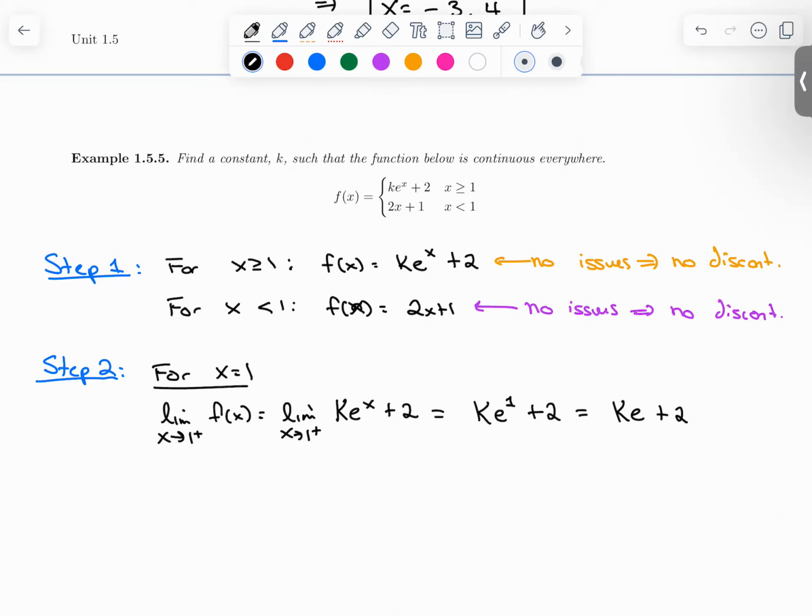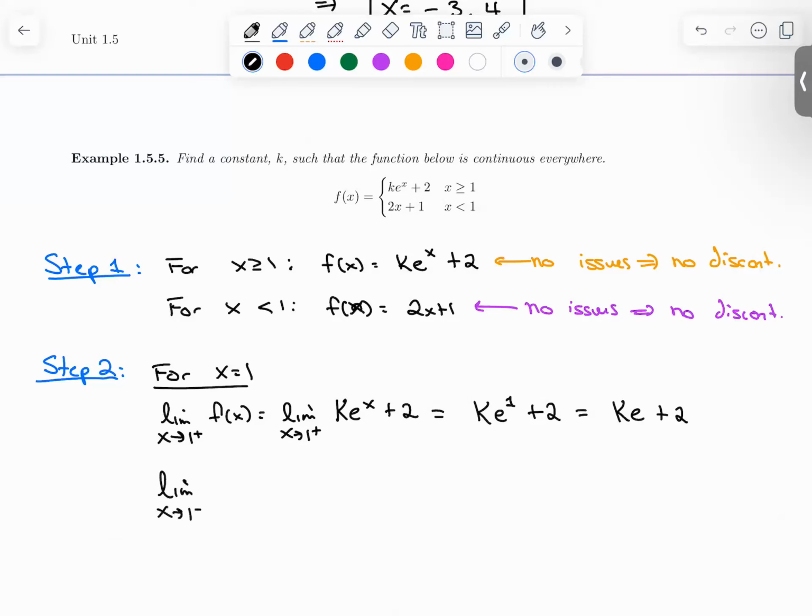And here's where you might see where the issue is going to lie. Maybe you're already seeing what the problem is. Try and see what the problem is going to be. That's one side of the limit. Let's check the other side.